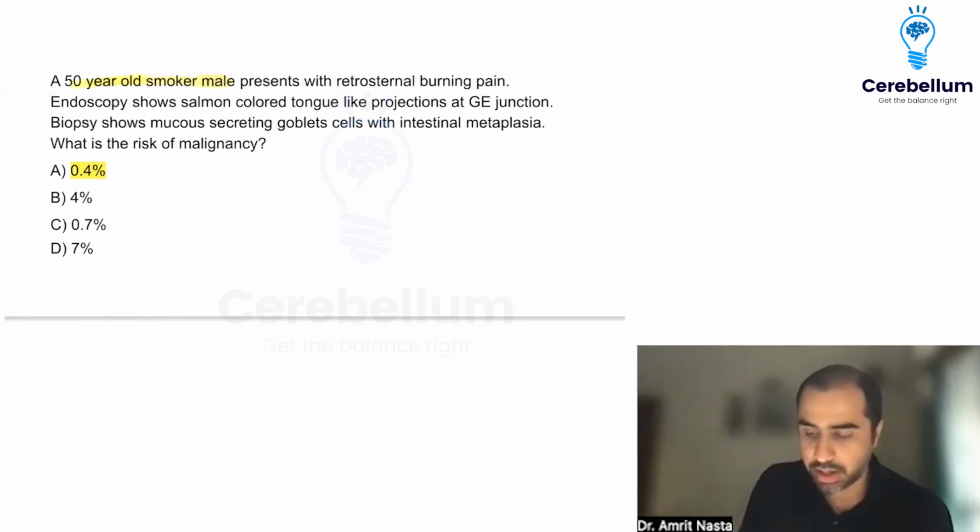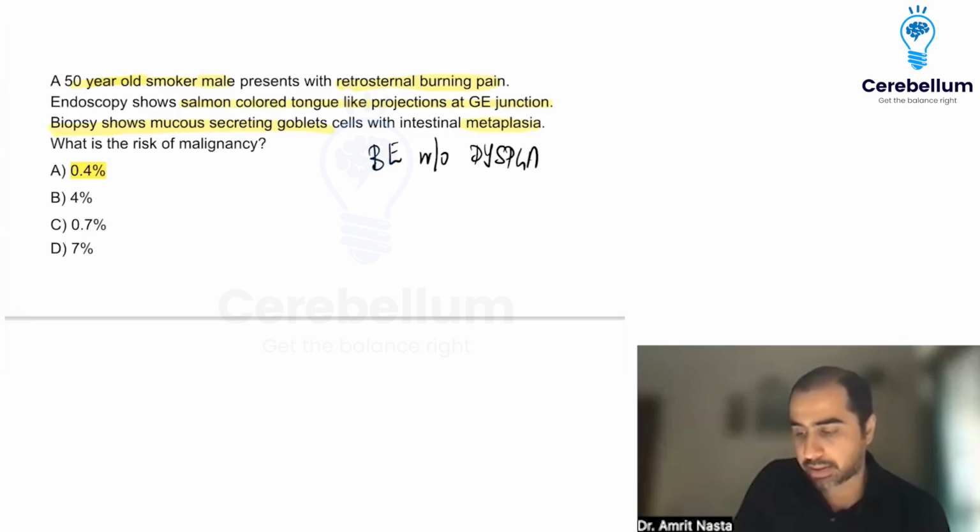Elderly smoker male presents with retrosternal burning. Endoscopy shows salmon colored tongue like projections. You know what this is? So, biopsy shows mucus secreting goblet cells, only metaplasia, which means this is Barrett's esophagus without dysplasia. Non-dysplastic Barrett's.